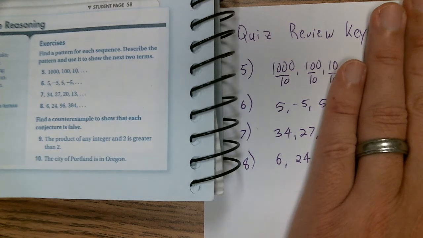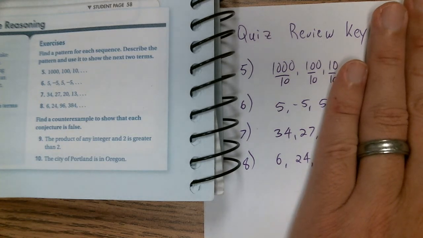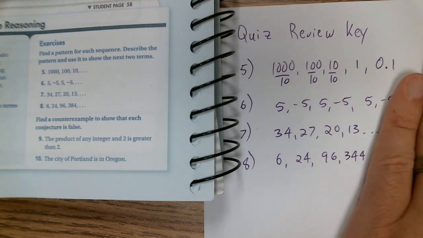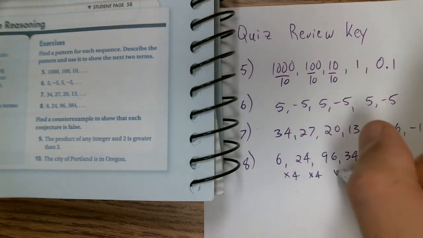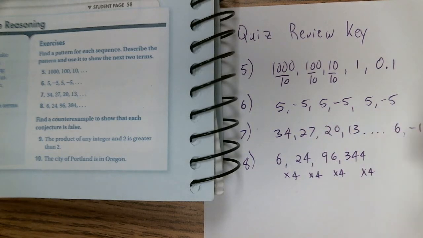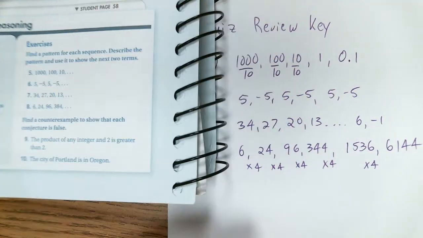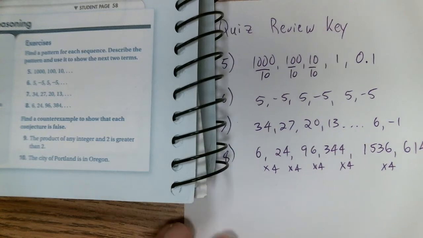What's another way I can get from 6 to 24? All right, multiply by 4. Okay, let's check that out. If I multiply 24 by 4, yeah, that's 96. If I multiply 96 by 4, yeah, that's 384. So I'm simply multiplying by 4 every time. So if I multiply 384 by 4, that's going to give me 1,536. And if I multiply that by 4, that's going to give me 6,144. Oops. It's kind of hard to get all of this into the camera. Okay, so that's number 8.